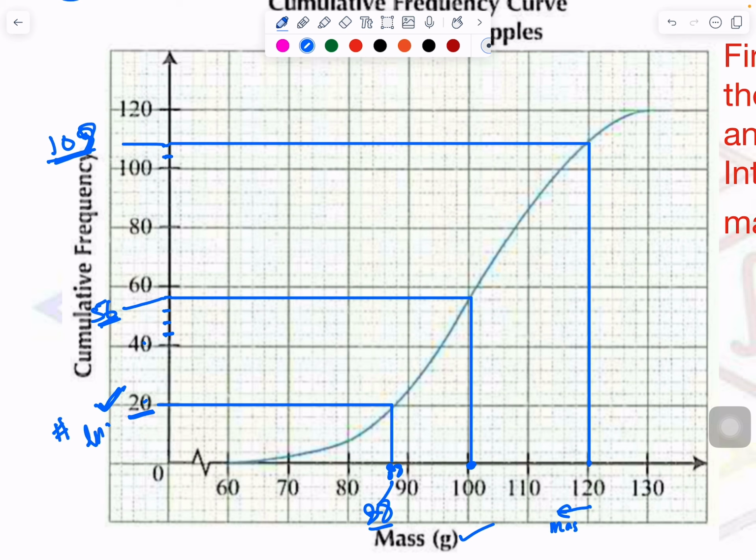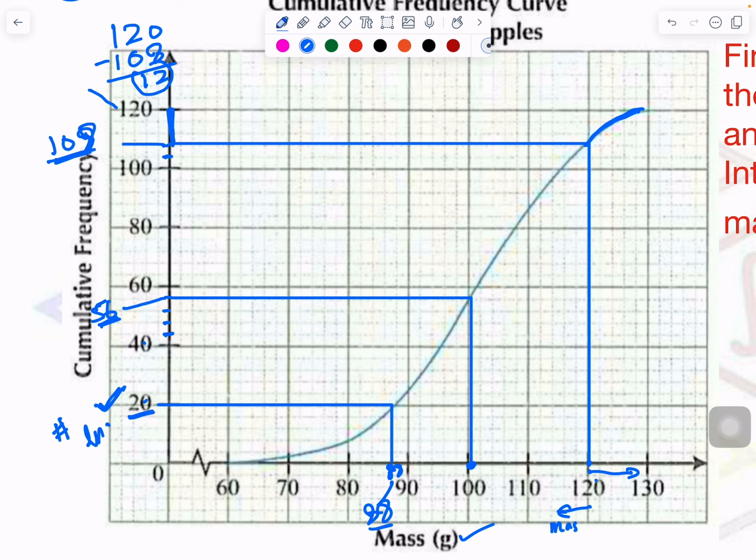But the question is saying how many apples have mass more than 120 gram. So total apples were 120. What is 120 minus 108? 120 minus 108 is 12. So you can say 12 apples have mass more than 120 gram.